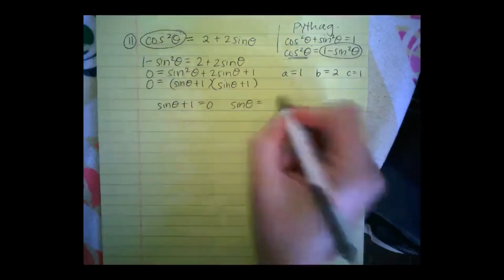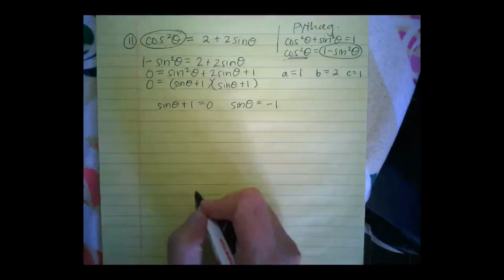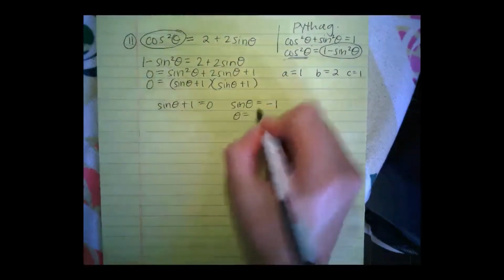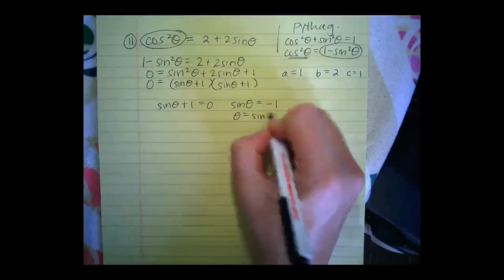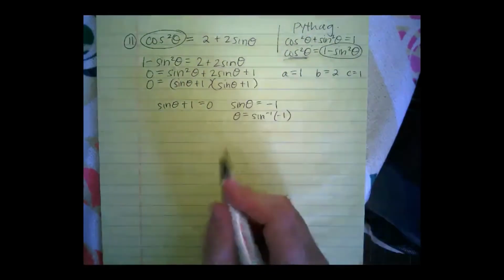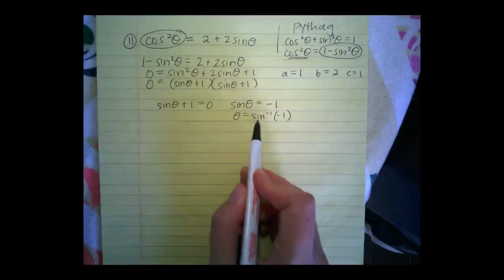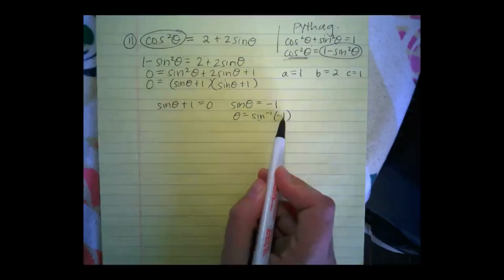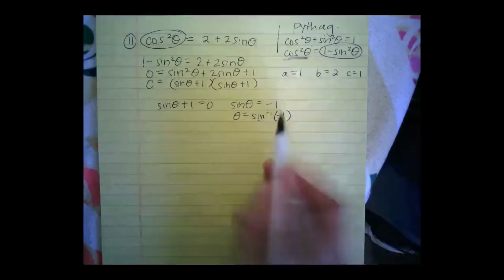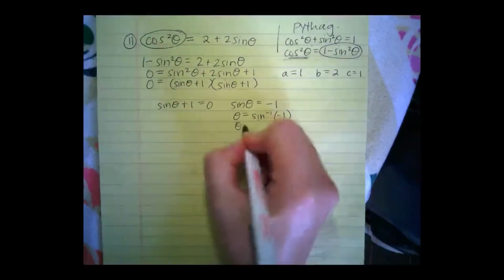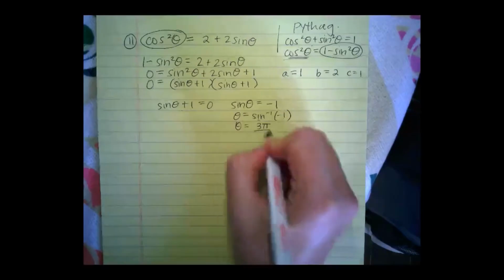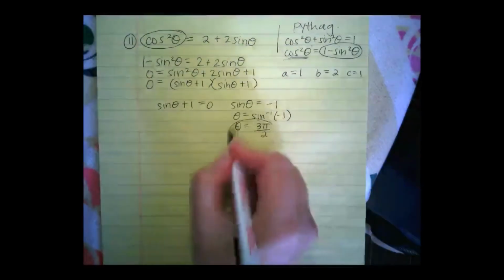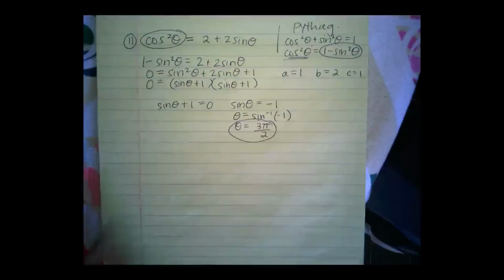This tells me the sine of theta equals -1. So theta is the arcsine of -1. We know what this means: one angle on the unit circle has a y-coordinate equal to -1. So where does that happen? Where's the y equal to -1? Down at 3 pi over 2. And here's our answer. Easy peasy.